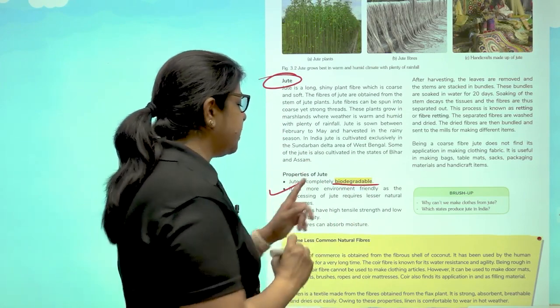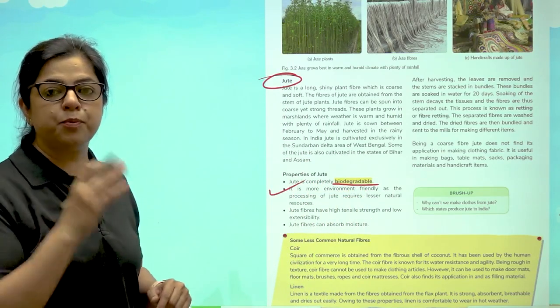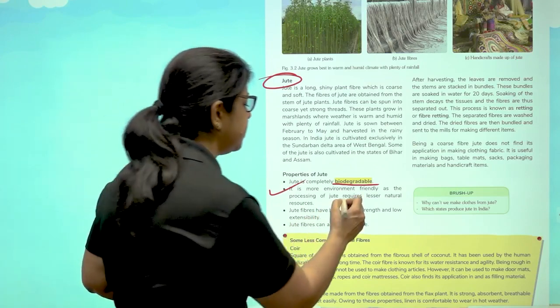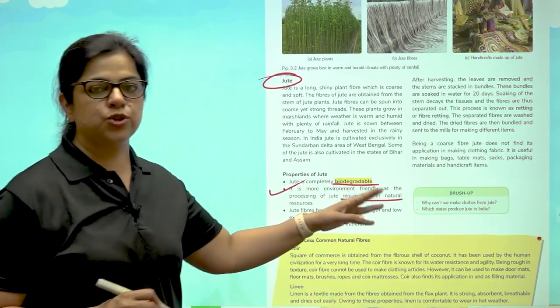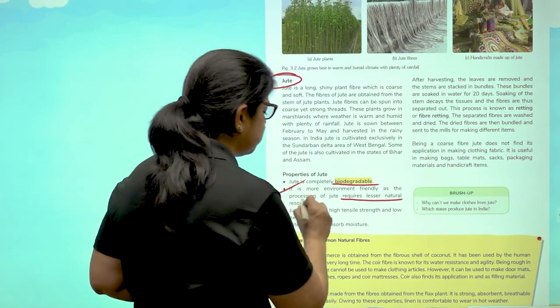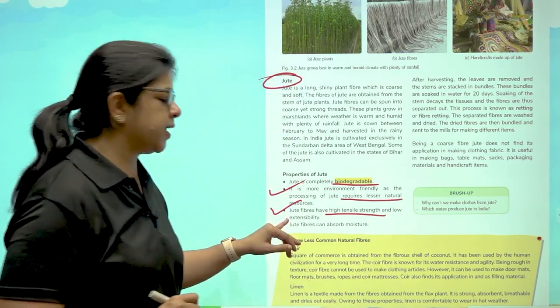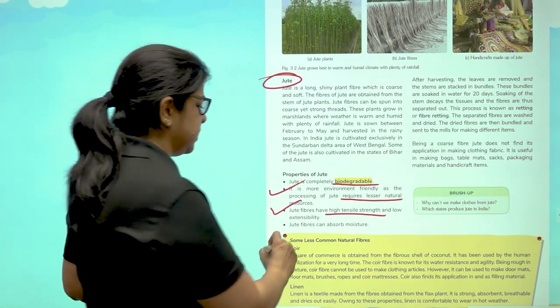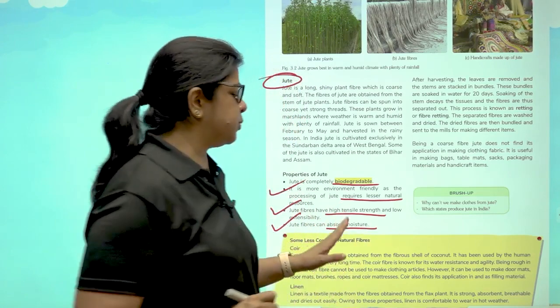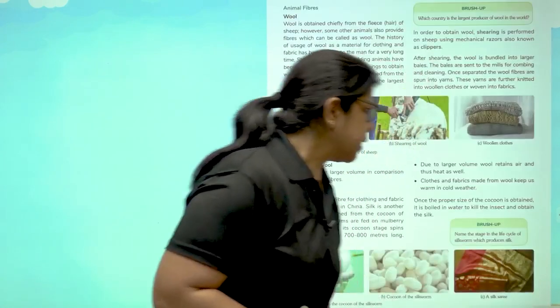It is more environment friendly as the process of making jute fiber requires lesser natural resources. Jute fibers have got high tensile strength and low extensibility, and they can also absorb moisture.